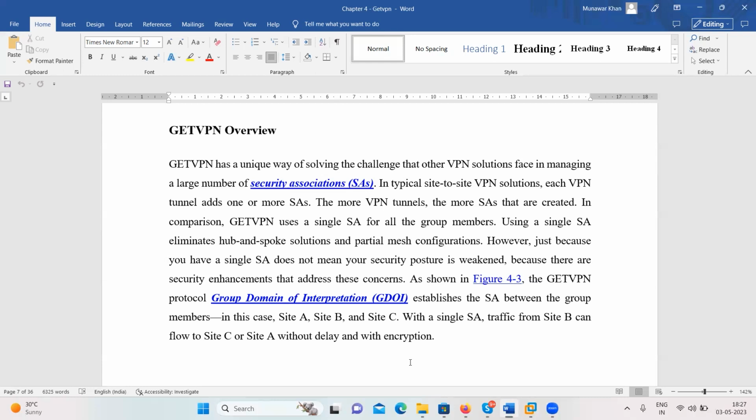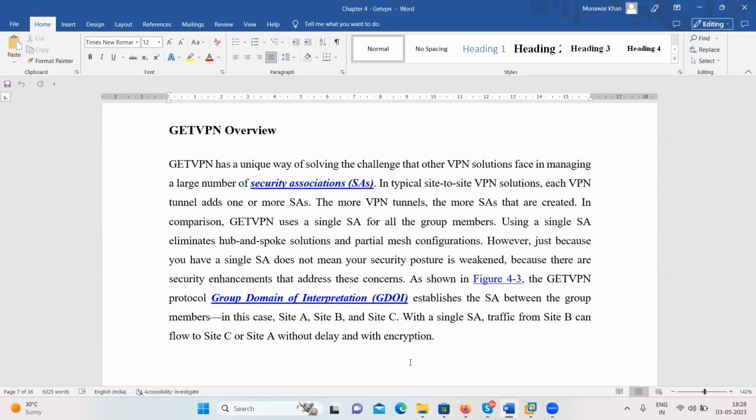What is it doing? It is going to establish a security association between group members. I told you group members mean those who participate in GETVPN. For example, site A, site B, site C, site D. One company, a shipping company, has multiple branches all over the world. So all these branches and the head office are participating in GETVPN. They are called what? Members. They are called group members, and they are establishing a security association.